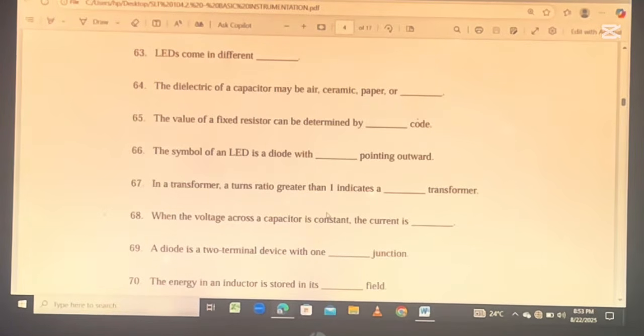So a turns ratio greater than 1 indicates what kind of transformer? It indicates a step up transformer. When the turns in the transformer have a ratio that is greater than 1, that kind of transformer is called a step up transformer.